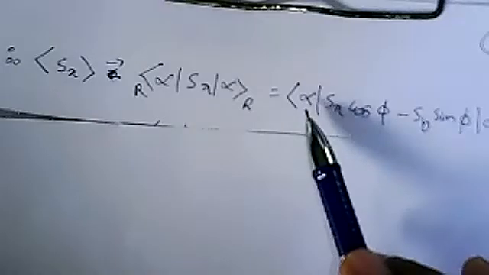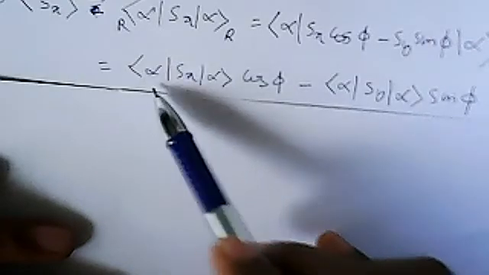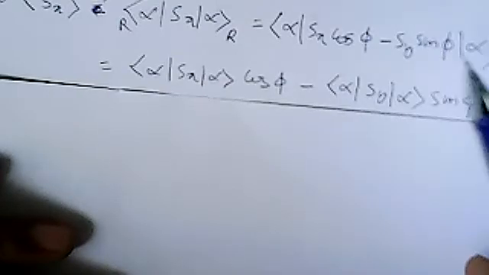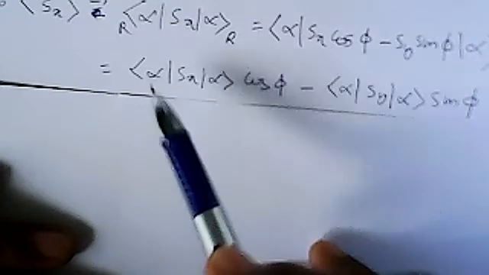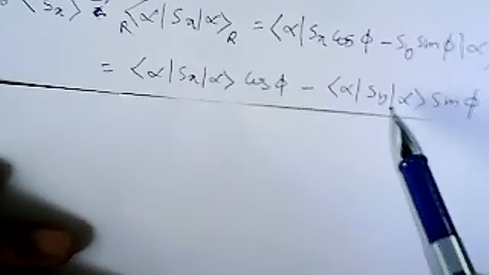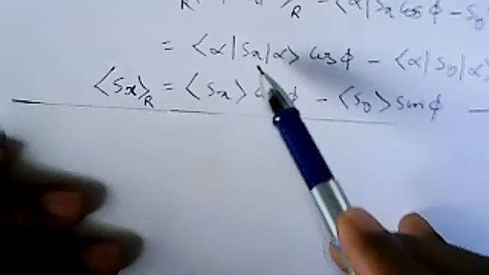So you get bra alpha, this is the result we obtained, Sx cos phi minus Sy sin phi, ket alpha. Okay. So you can write this separately, letting the ket and bra act from both sides. So you can write bra alpha Sx ket alpha cos phi minus bra alpha Sy ket alpha sin phi. Okay. But this term is nothing but the expectation value of Sx.